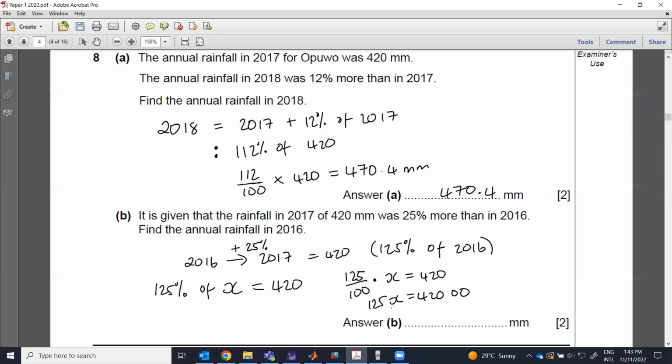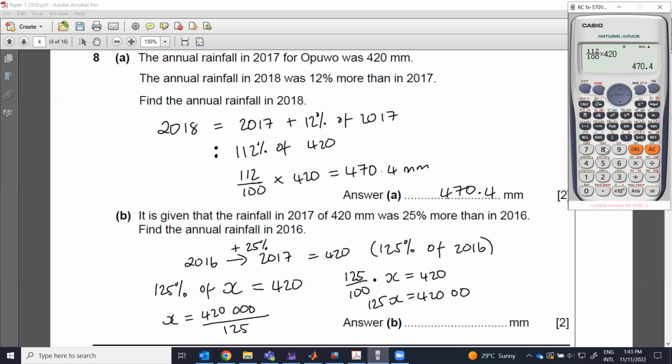And then to solve for X, sorry, my writing is a little bit all over the place, but I hope you're following. So when you're writing, please try and write it as neatly as possible. Okay, so this is 42000 over 125. So we do this on our calculator.